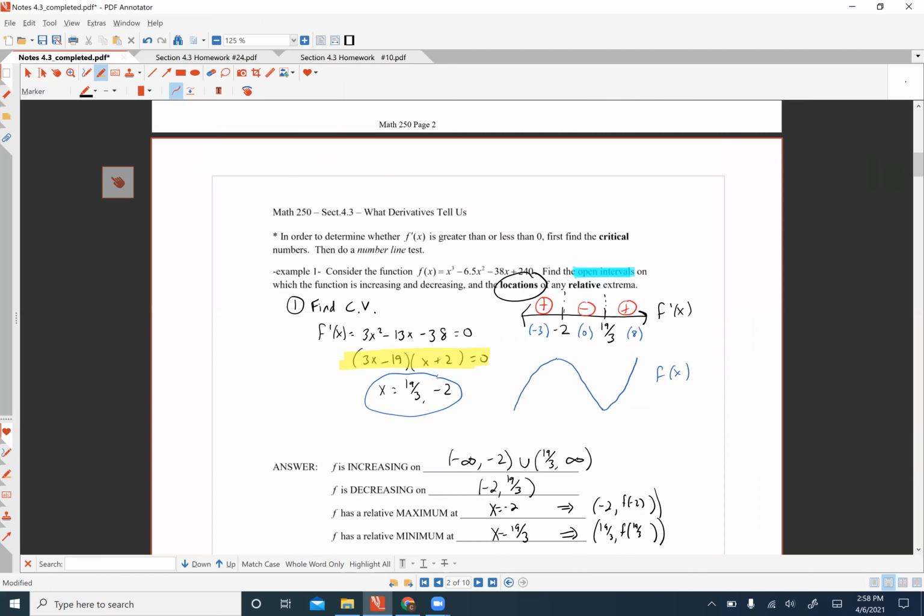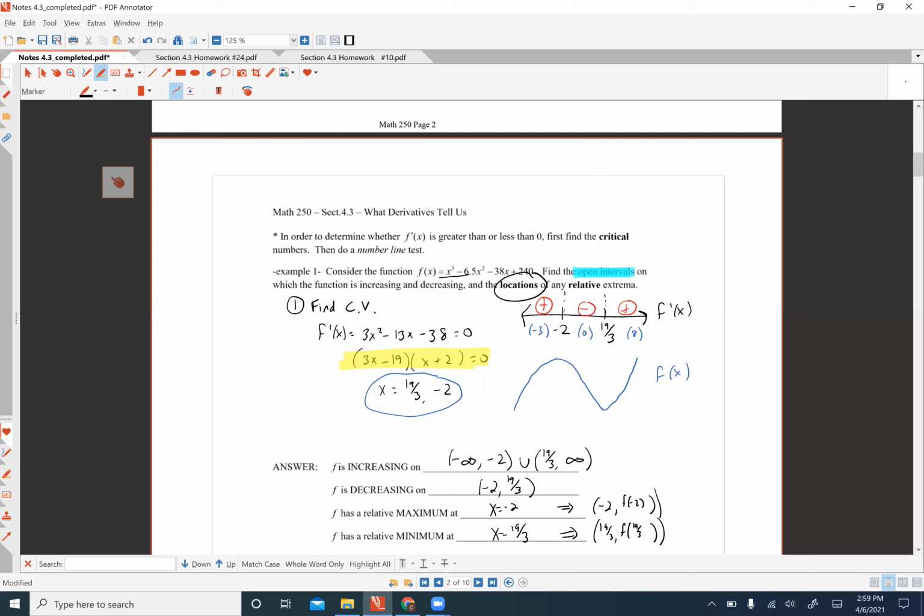Okay, so let's look at this function, x cubed, and this file is actually online. You have x cubed minus 6x squared minus 38x plus 240, and let's find where the derivative is increasing and where it is not increasing. The derivative of this function is relatively easy because it's just a polynomial, so we use the power rule. It's 3x squared minus 13x minus 38, and we're going to solve that.